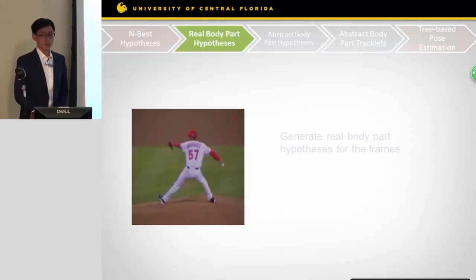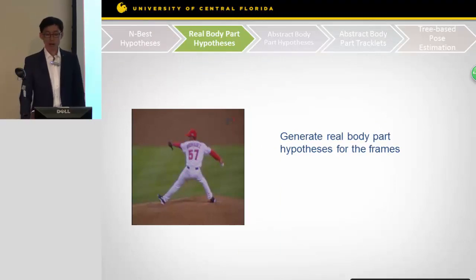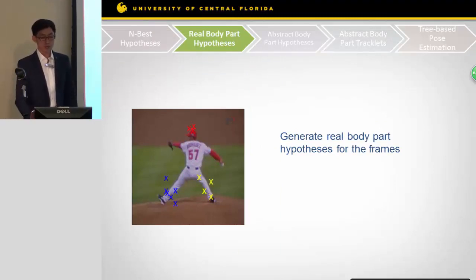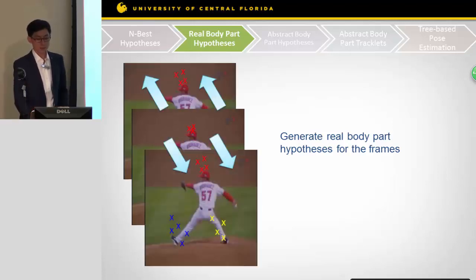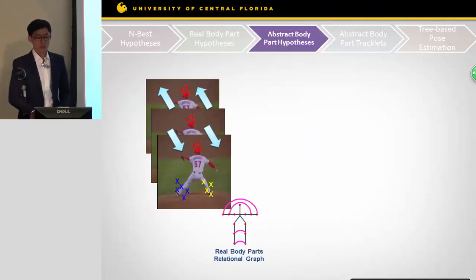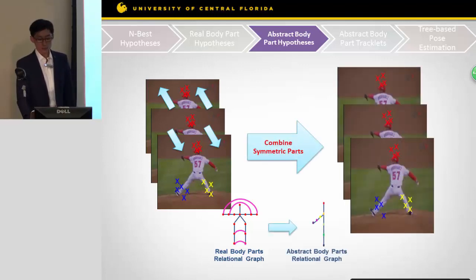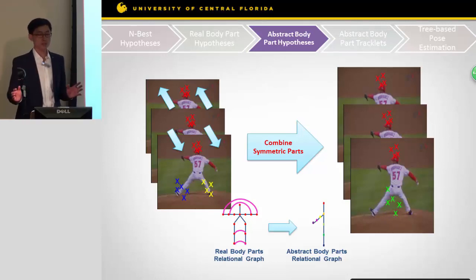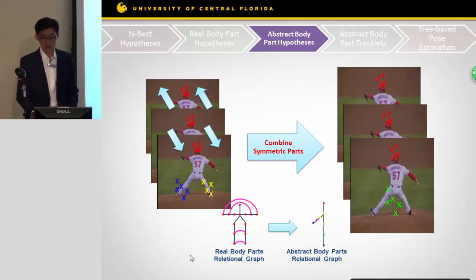And in the second stage, we generate the real body part hypotheses for each video frame, which basically means the candidate body part locations in this video frame. And we do it for all the video frames. Next, we are going to combine the symmetric body parts, the left and the right, together to be one body part. In this example, we combine the left and right feet together to be one feet. And by this stage, we convert the real body part relational graph to the abstract body part relational graph, which simplifies the problem.